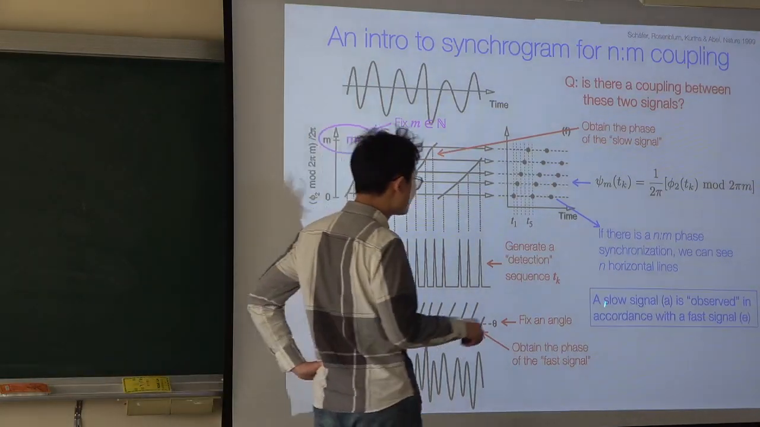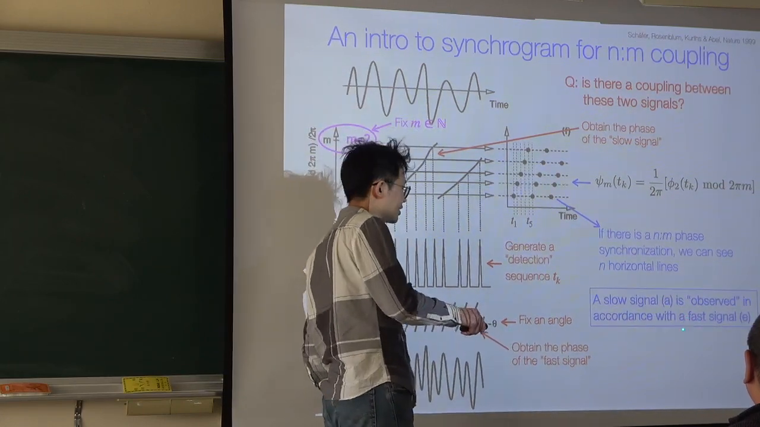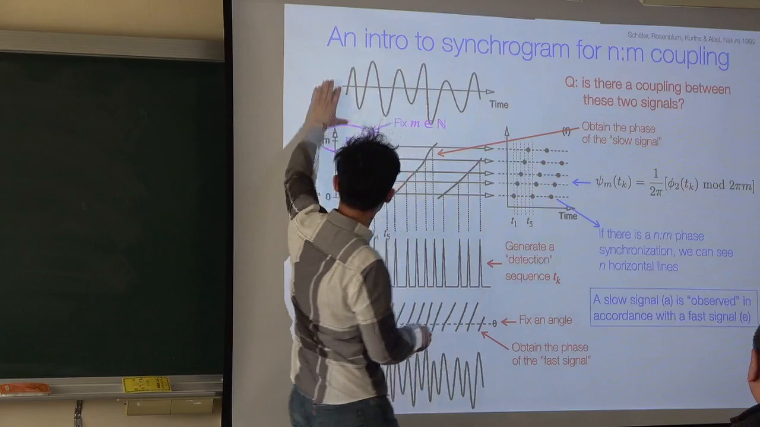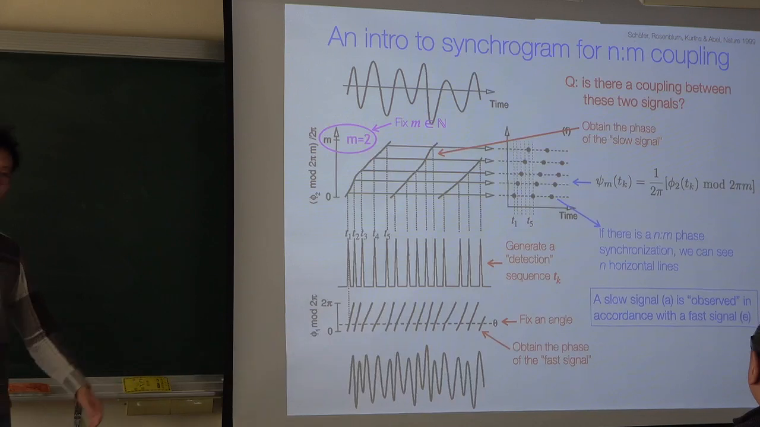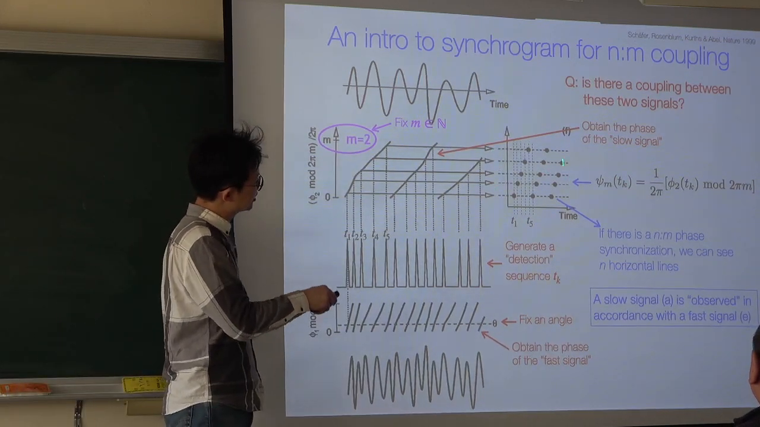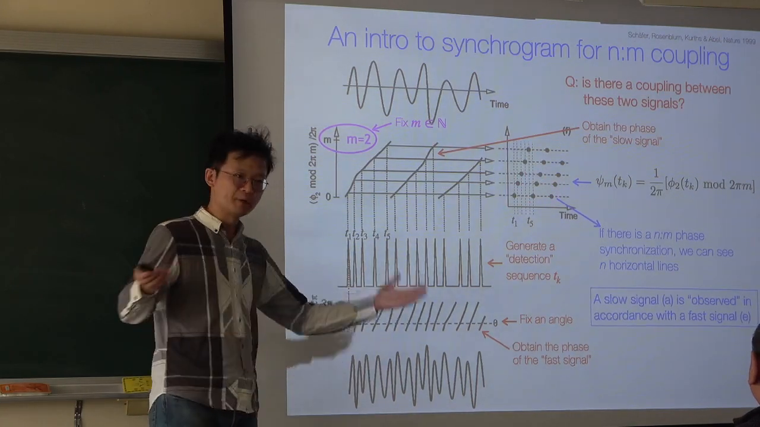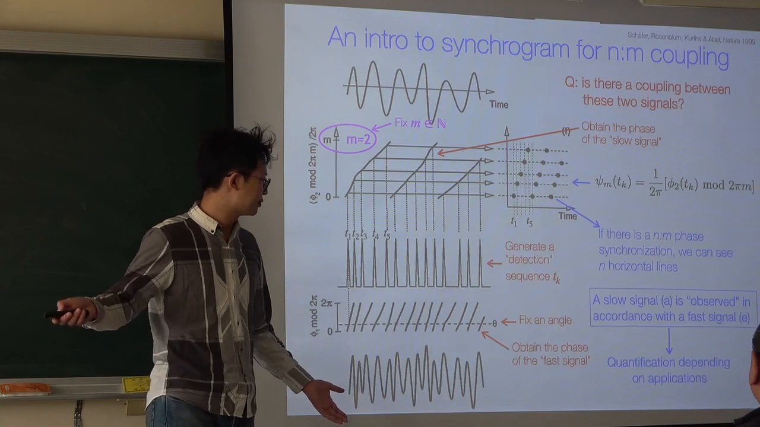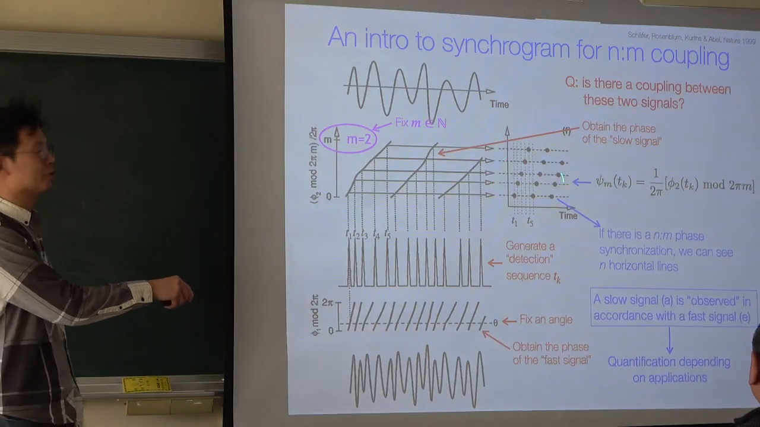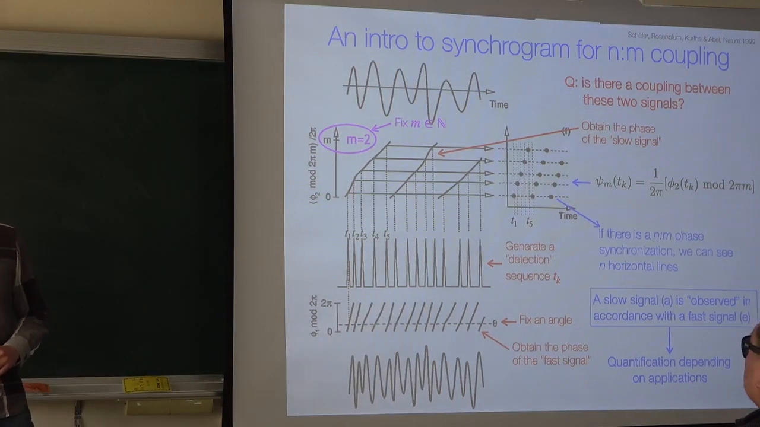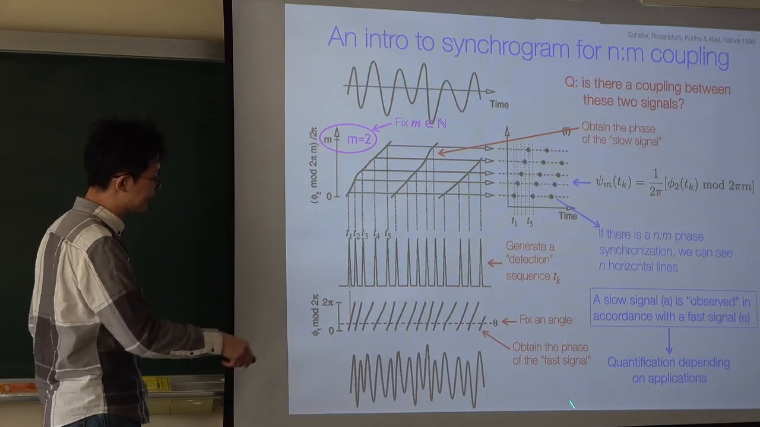So a slow signal is observed in accordance with a fast signal. So that is the algorithm. Very simple. But what then? We now get a plot, and a set of points on the plot. What should we do? Then we can do some quantification. We can quantify what the distribution looks like and use it to determine the so-called coupling strength and so on. This is the quantification, and we'll introduce this in a bit.